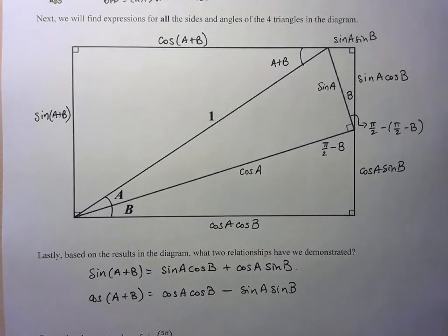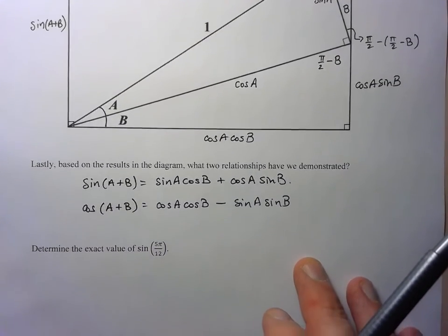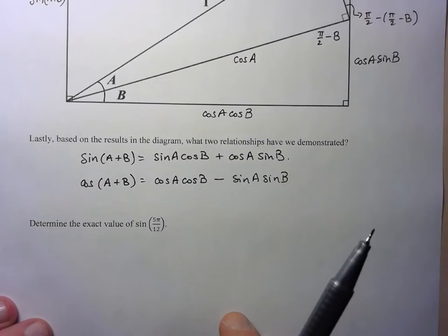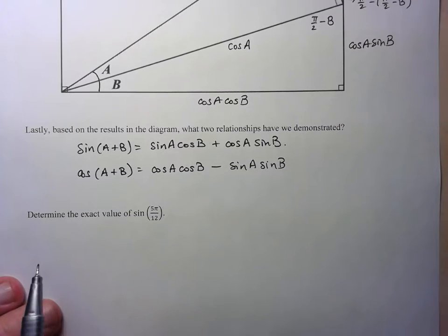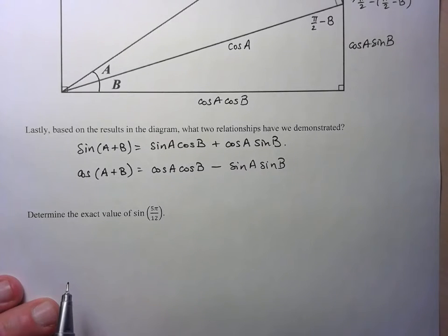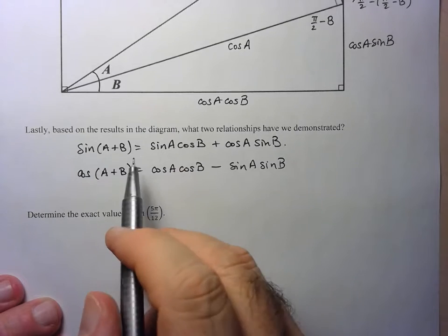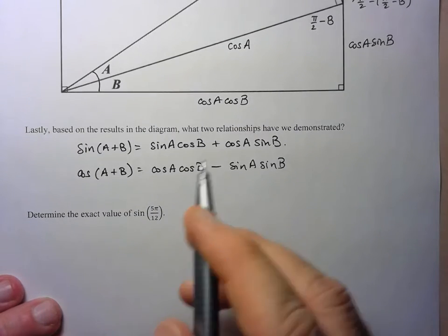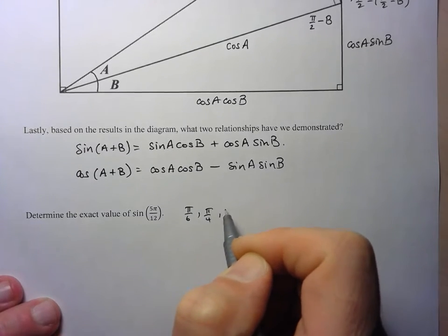All right? So now, let's take a quick look at how we can apply this formula, at least one of these. I'm asking you to determine the exact value of sine of 5 pi over 12. And you might say to yourself, well, 5 pi over 12 is not a special angle. Okay? So you would think you couldn't do it. But what if we tried to relate this angle to some special angles through addition? Okay? So let's think of our special angles. Well, we know we have pi over 6, pi over 4, pi over 3.